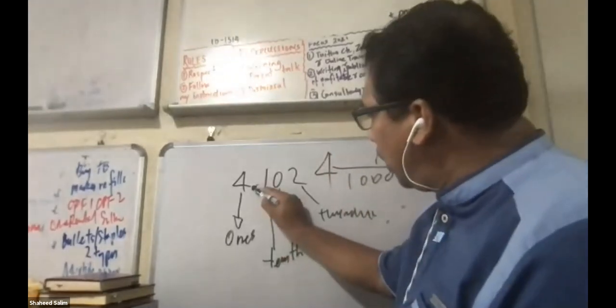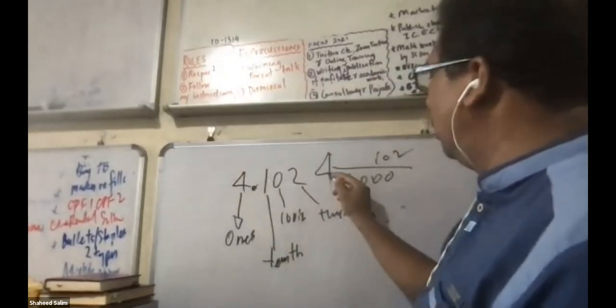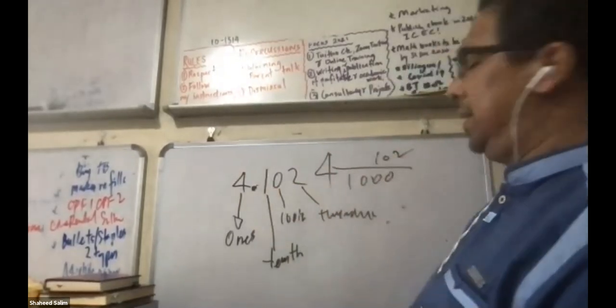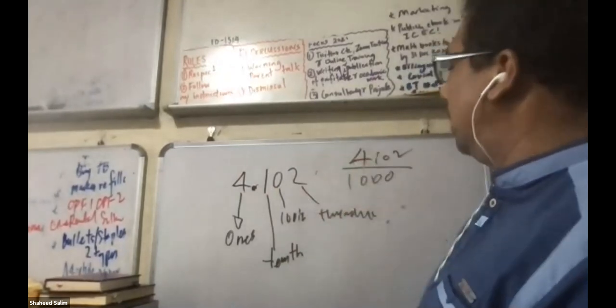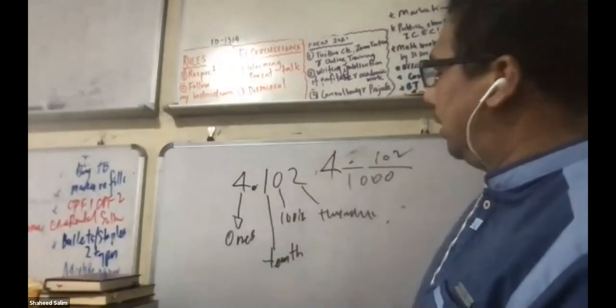Maybe before the dot, you can put 4 whole. After the dot 102, just put it here like that. If they ask you they want improper fraction, put everything on top. If they want mixed number, put 4 here.